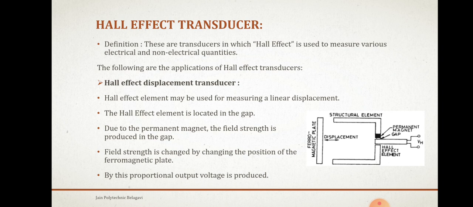You can see the ferromagnetic plate and the displacement written there; we will be moving it. Due to that change in position, the field strength is changed, and by this a proportional output voltage is produced. So depending on how much change you make, the output voltage will be produced.